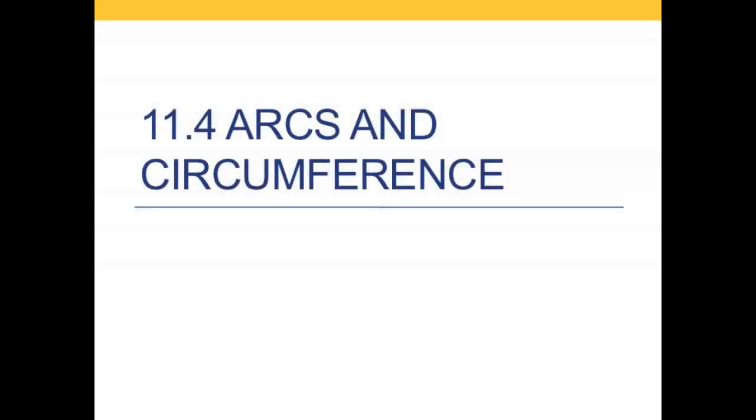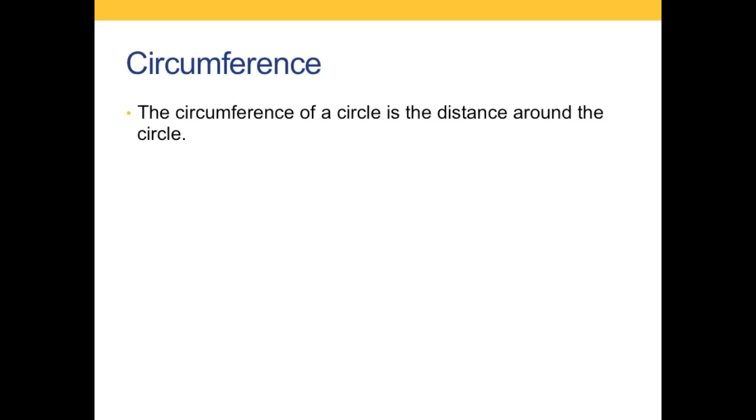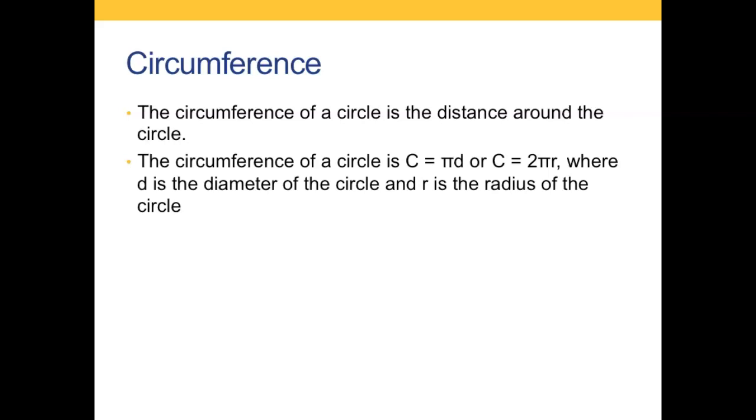Today we're going to continue our study on circles by talking about arcs and circumference. So first let's talk about circumference. The circumference of a circle is the distance around the circle. How do you find the circumference? Well, the circumference is found by multiplying pi times the diameter, or 2 times pi times the radius. D would be the diameter, R would be the radius of the circle.